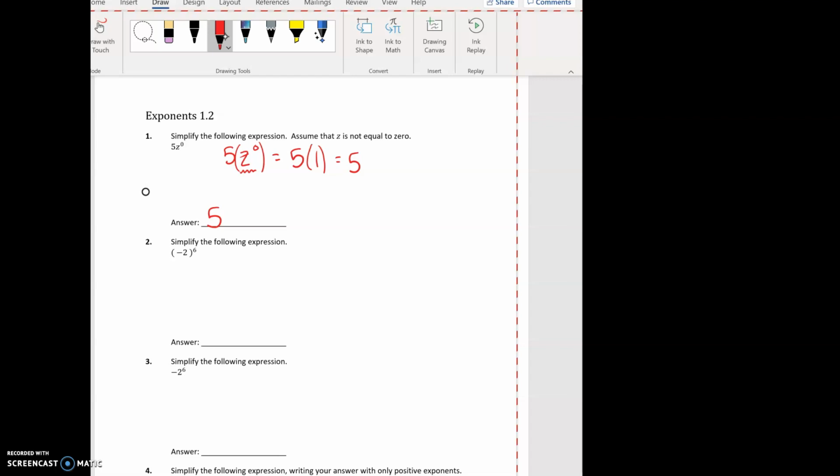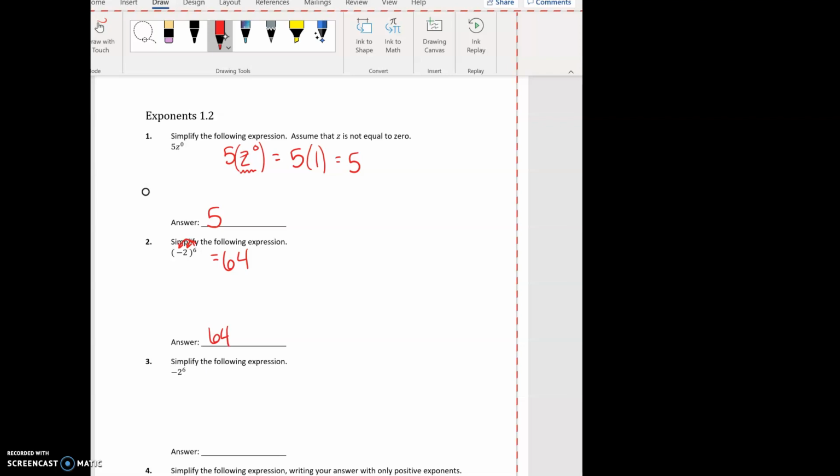The second one says simplify the following expression, -2 to the 6th power. So this 6 right here is applied to the negative and to the 2. Okay, so anytime you have a negative number raised to an even power, our answer will be positive. So I'm not going to worry about that negative sign for this one. I'm just going to worry about 2 to the 6th power, which is 64, positive 64 for this one.